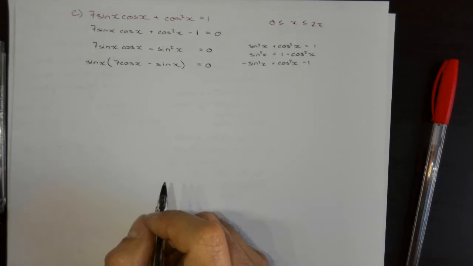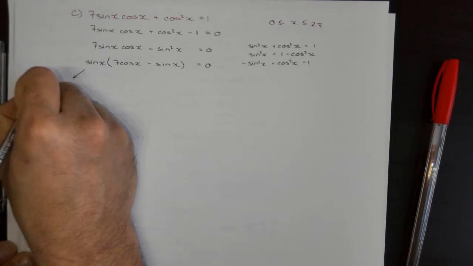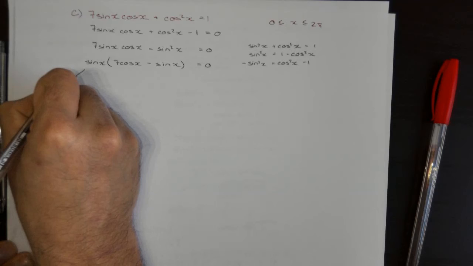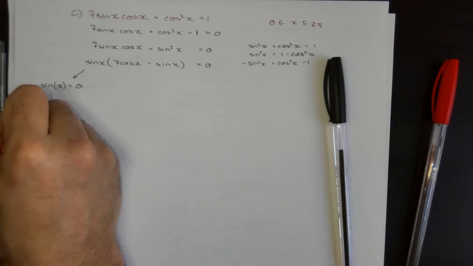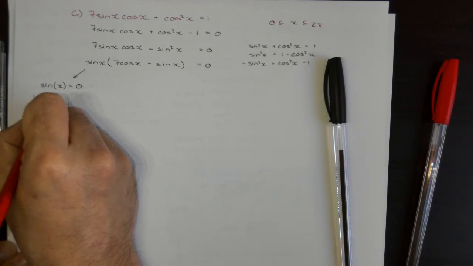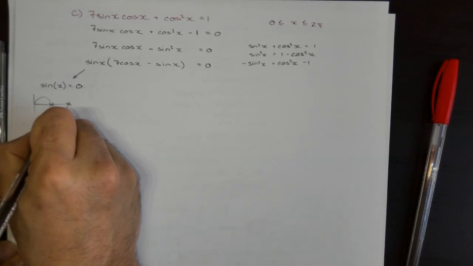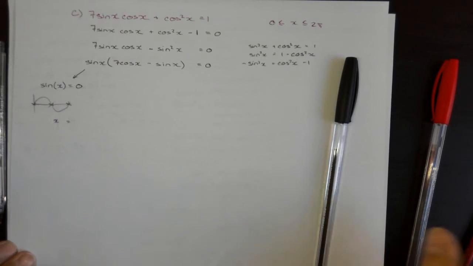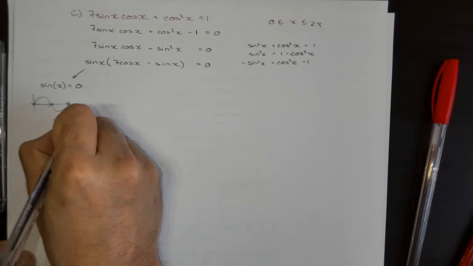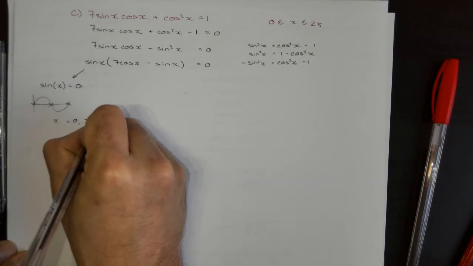Okay, so applying the null factor, sine x equals 0. We're in radians. Remember that knowing our graph, it happens here and here and here. So we've got 0, pi, and 2 pi.